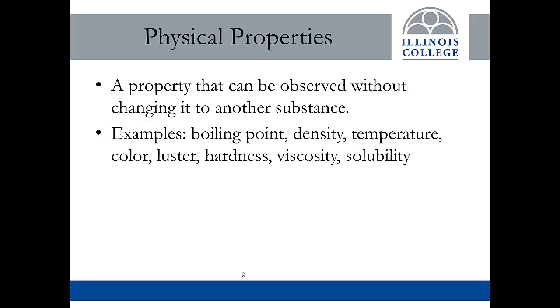So examples are things like boiling point. So all you're doing is heating the substance up, converting, say, liquid water into water vapor. Still water, it's just a change of state, we say, going from a liquid to a gas. Density is a physical property. Temperature, color, luster, which is the shininess of a material, hardness, viscosity, which is resistance to flow, and solubility, which is how well it dissolves into a particular solvent at a particular temperature.